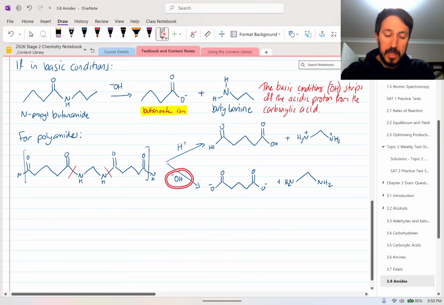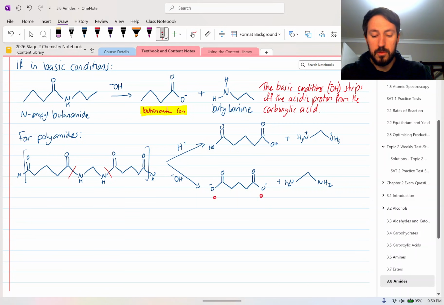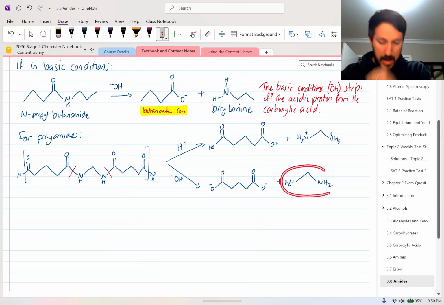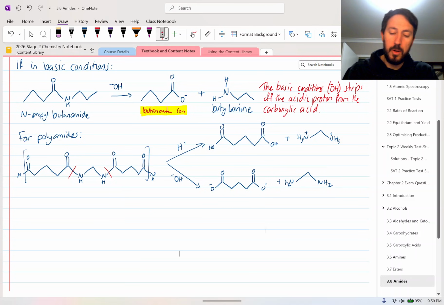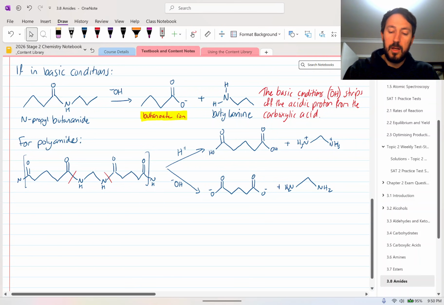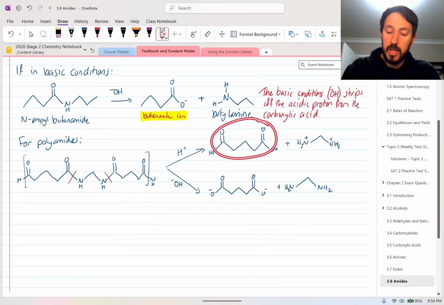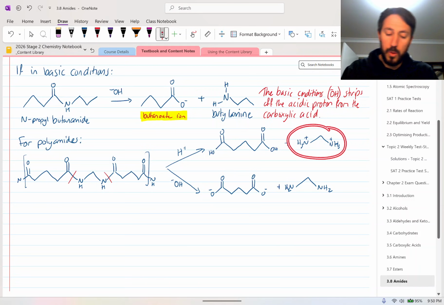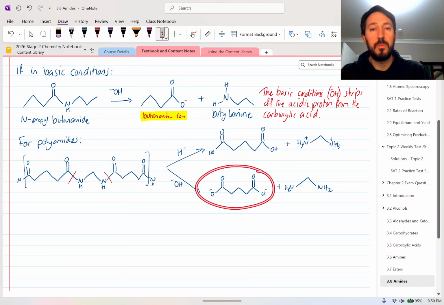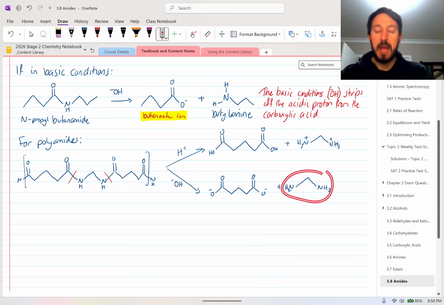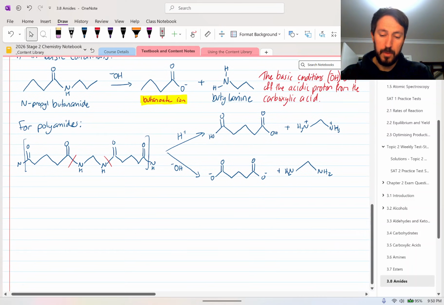Now, if we do it in a basic condition instead, we're going to make a dicarboxylate ion, and our amine that we would have started with normally. So pretty much no matter what, there's going to be a difference in one of the two depending on the conditions. Either you take our carboxylic acid in acidic conditions and you add protons to the amine, or if it's in basic, you strip away the protons from the carboxylic acids to make the carboxylate ion and leave the amines or the diamine uncharged. And that's pretty much it for this section. So I hope that helped.